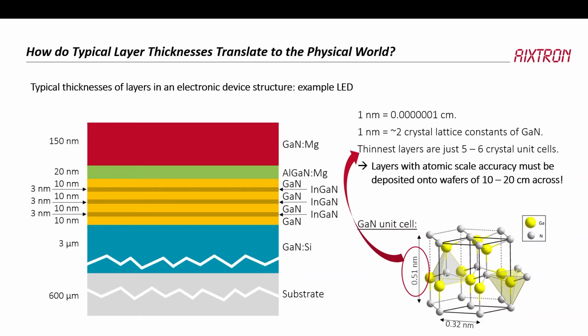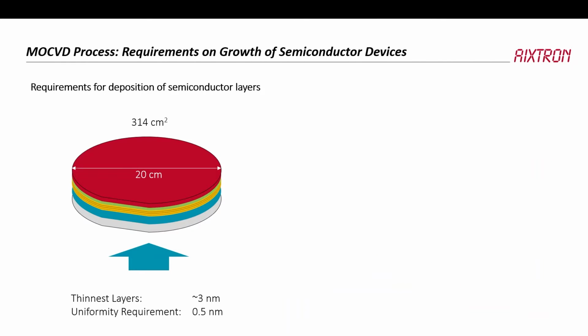And we don't just need to do this on a very small scale, but we need to do this on the entirety of the wafer, because obviously the properties have to be the same everywhere. And I did this little calculation. This is a 200 millimeter wafer. Thinnest layers, as I said, about 3 nanometers, and uniformity requirements are about 1 crystalline cell.